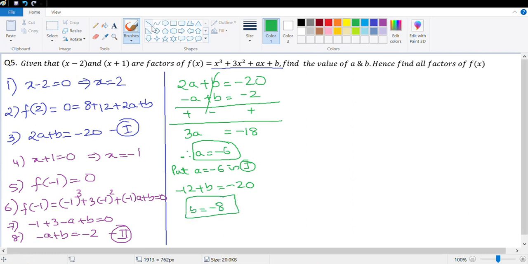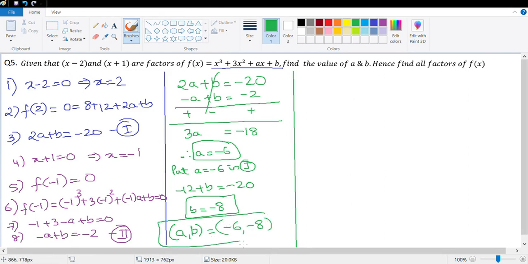So we figured out the value of a and b. That was the first part of the question: find the value of a and b. Let's write it together. a, b is equal to negative 6, comma, negative 8. That's our answer.